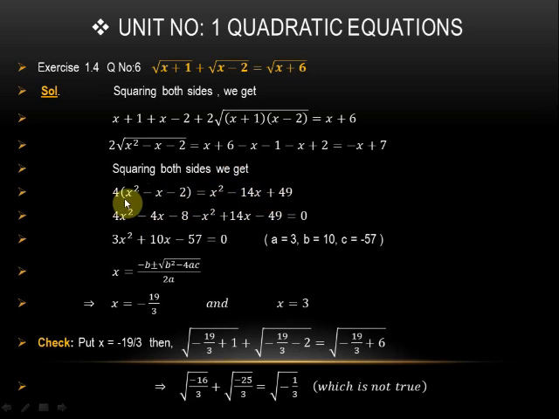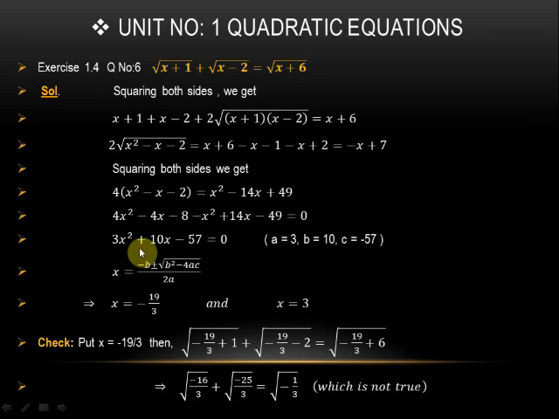So we will get 4x square minus 4x minus 8 minus x square plus 14x minus 49 is equals to 0. On simplification, we will get 4x square minus x square, 3x square, minus 4x plus 14x, plus 10x, minus 8 minus 49, minus 57.